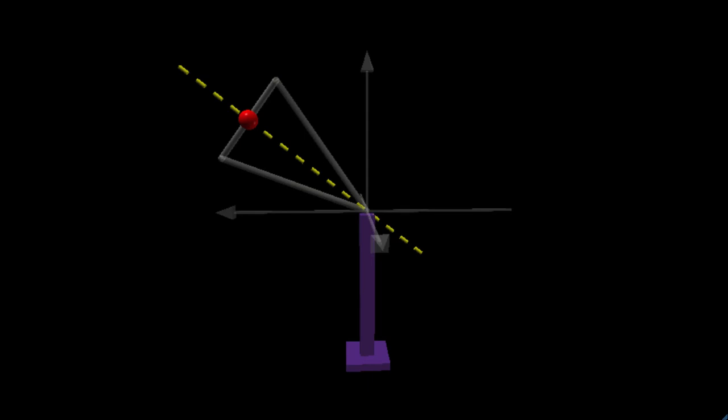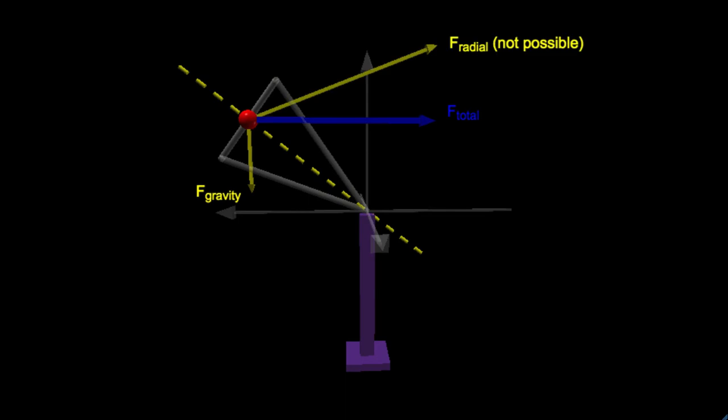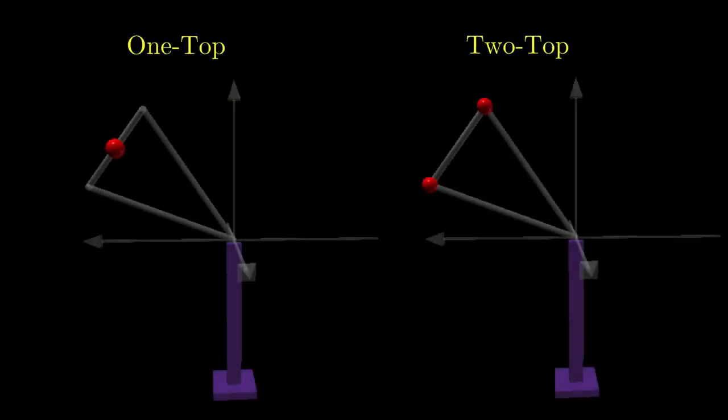Now, our intuition for the one-top tells us, correctly, that the mass should fall downward toward the negative z-axis. This is because a radial force cannot counteract gravity. In particular, the mass can't stay stationary because that would require an upward force that exactly cancels gravity. Such a force does not lie along the dashed line. Likewise, the mass can't move in a horizontal circle because that would require the total force to be horizontal. The force from the strut would need to point inward and upward. Again, such a force does not lie along the dashed line. The conclusion for the one-top is that gravity will pull it down towards the negative z-axis.